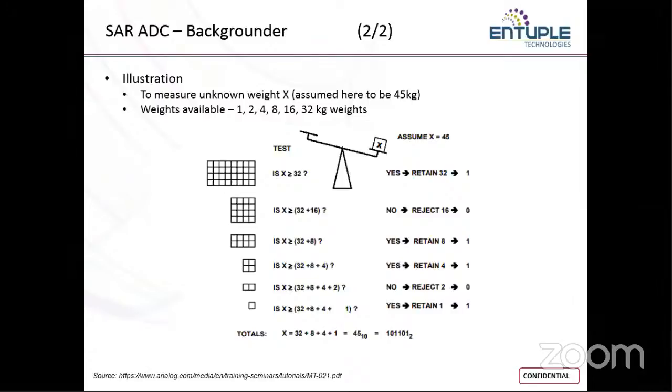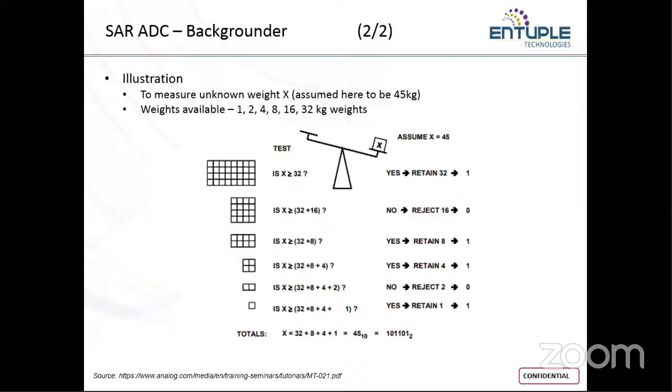For example, it is 45 kg. Let us assume the unknown weight to be 45 kg. And we have the weights available, like 1, 2, 4, 8, 16, and 32 kgs. So what we'll do first, on the right hand side we have the unknown weight, and on the left hand side we'll keep on adding the weights. We'll start with the highest one, which is 32 kg. So 32 kg is less than the unknown weight, right?